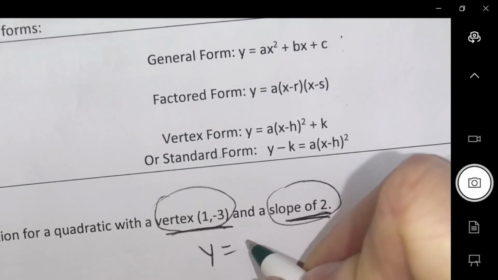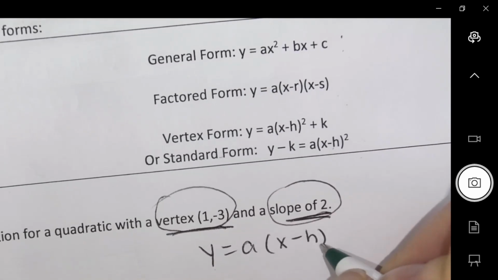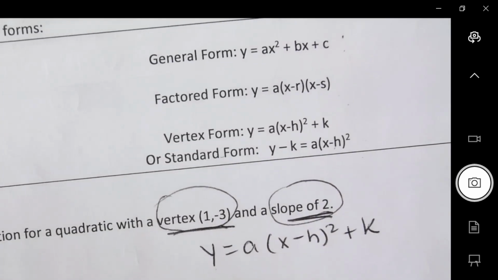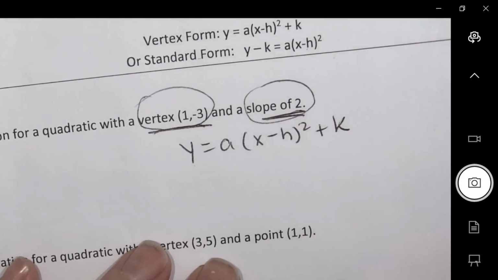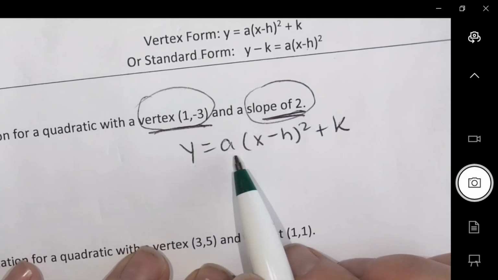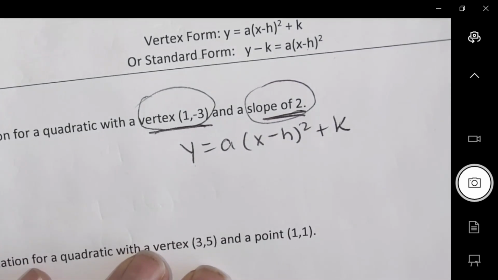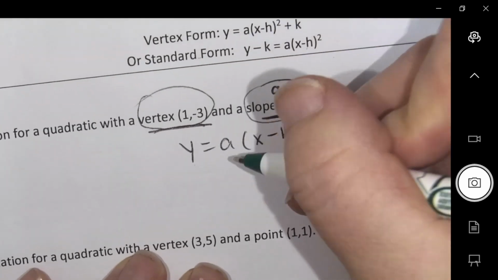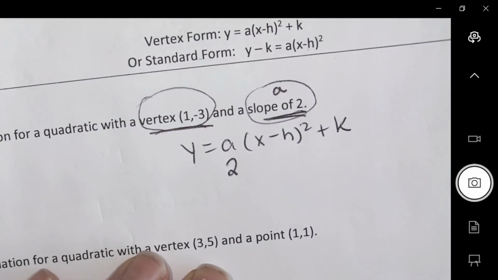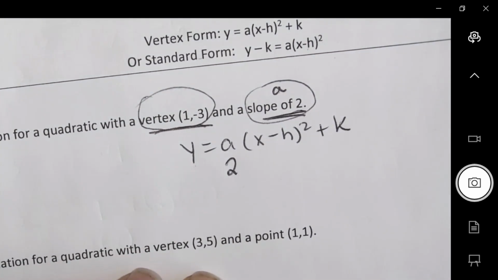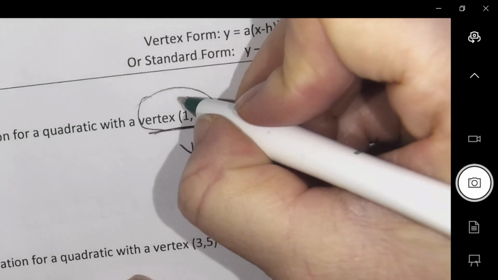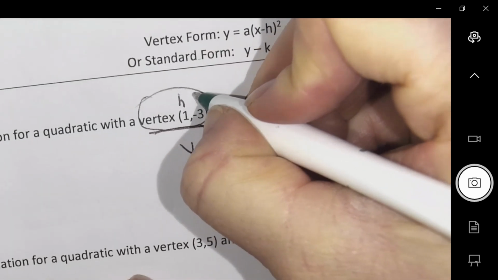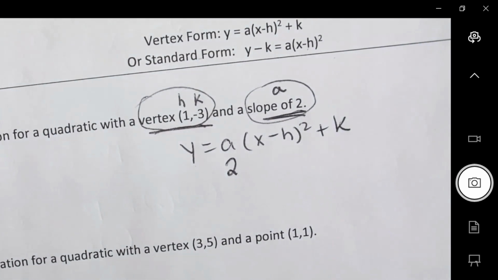I'm just going to write it out. You don't have to. Okay, the slope will replace which letter? Which letter of those is the slope? The A. So I'm going to put 2 right there. And the vertex is which letter and which letter? The vertex is always the H and the K.